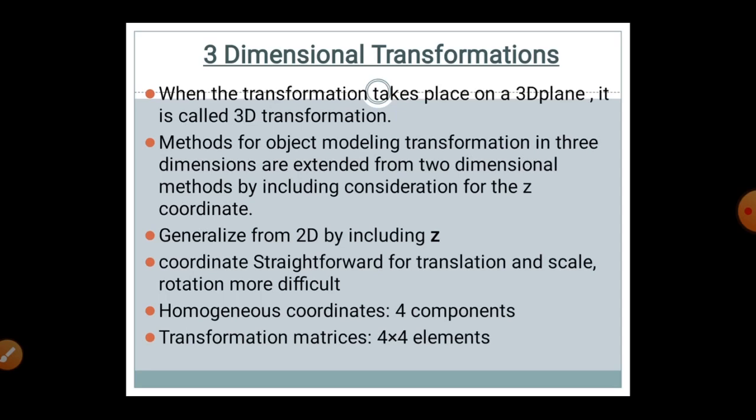The methods for object modeling transformation in three dimensions are extended from two-dimensional methods by including consideration for the z coordinate. As I told you previously, if 2D is xy1, then 3D is xyz1. It is simply generalized from 2D by including the z-axis. The coordinates are straightforward for translation and scale, while rotation is more difficult. The homogeneous coordinates have four components.